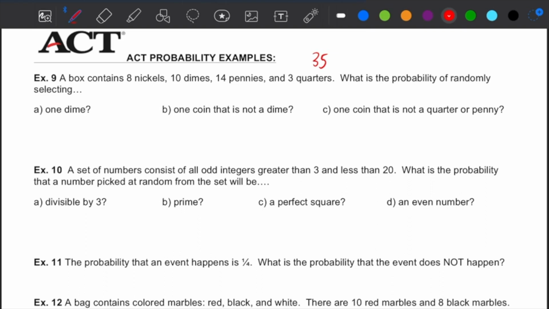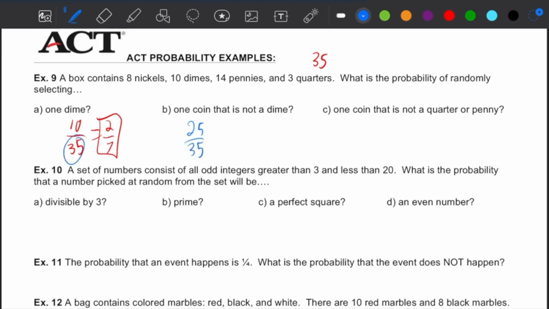Now, what's the probability of selecting 1 dime? Well, take the number of dimes divided by the number of total coins. 10 out of 35. That reduces to 2 over 7 if we reduce the top and the bottom by 5. I'm going to try B and C. B, a coin that's not a dime. Well, if there's 10 coins that are dimes, there's 25 that aren't.